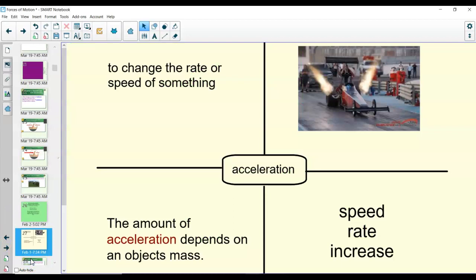On the bottom of page 10, we have a word web for a word that we've been using a lot the last couple minutes, and that is acceleration. Acceleration is to change the rate or speed of something. So write that in your word web. You may pause the video and then resume.